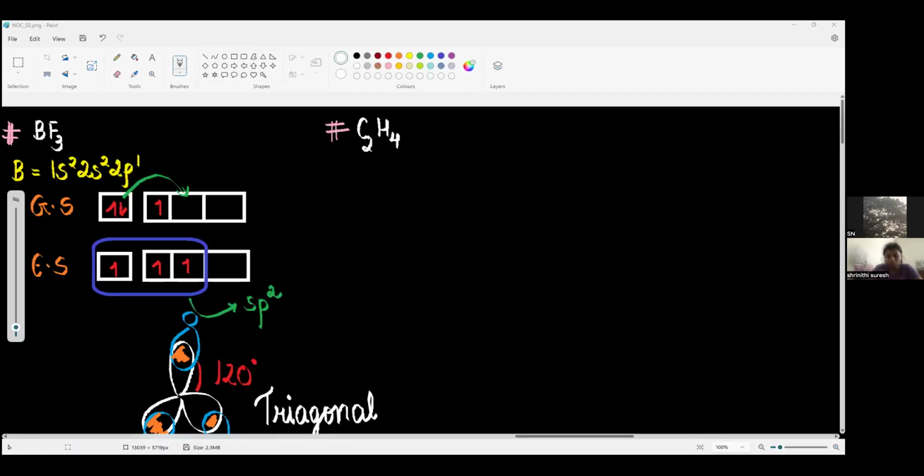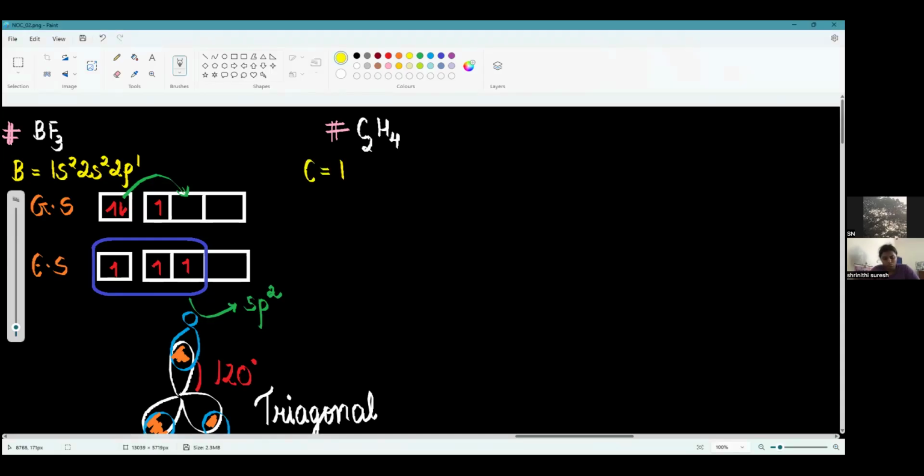And yeah, we have to do hybridization of carbon over here. So the central atom is carbon. Write first the configuration of carbon, which is 1s2, 2s2, and 2p2. Correct? But you know that the valency of carbon is 4, so it should have 4 unpaired electrons.